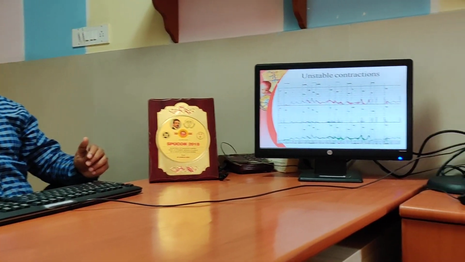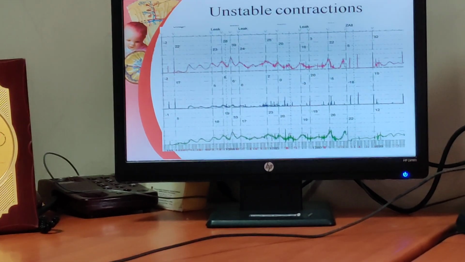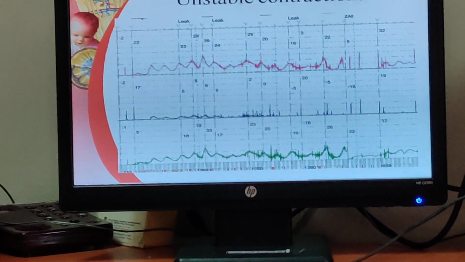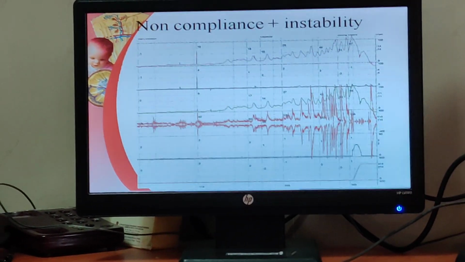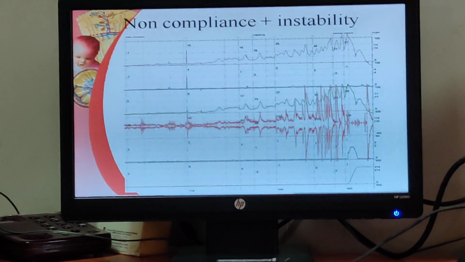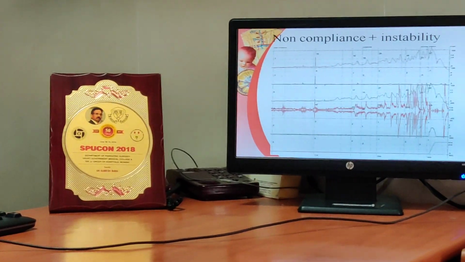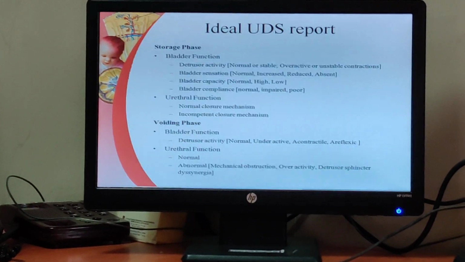So this is a typical example of an unstable contraction where the contractions are seen on the P vesicle line, which is the first line, and then on the last line, the P detrusor line. These are smooth waves which are seen. This is a typical example of non-compliance with instability. So there are unstable contractions, and there is a steep rise in this curve slope. This is a typical example of increasing slope, which is a sign of poor compliance.